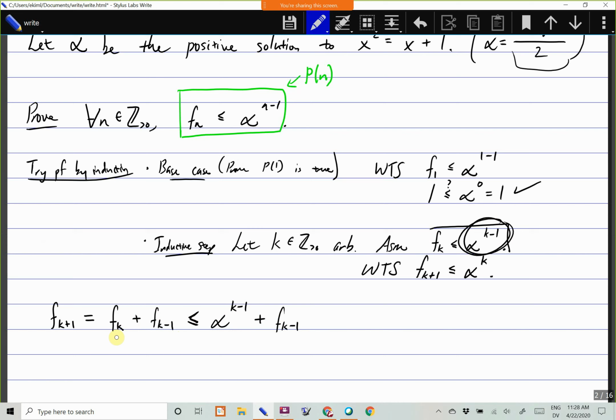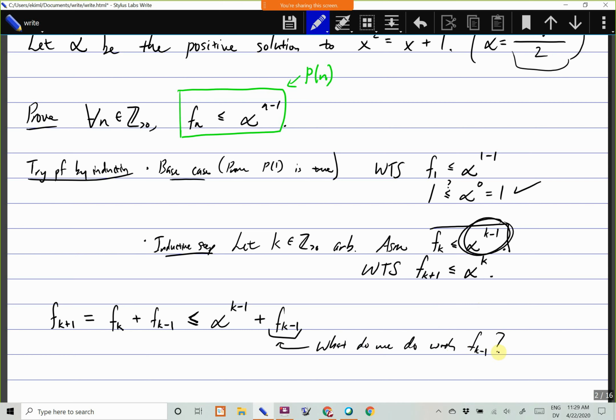But now, our goal is to eventually have here a less than or equal to, or some symbol, and then an alpha to the k, which is found right there in our want-to-show line. But we don't have anything going for us, because what do we do with f sub k minus 1? We don't know anything about it.